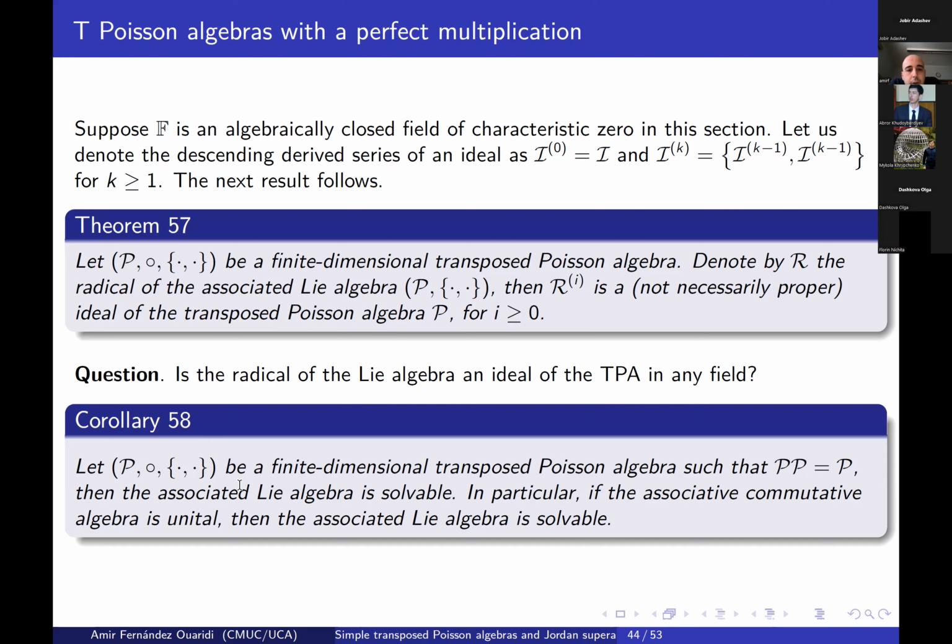If we have a finite-dimensional transposed Poisson algebra with perfect associative commutative multiplication, then the associated Lie algebra must be solvable. This is a consequence of the theorem above. In particular, if the associative commutative algebra is unital, then the associated Lie algebra is solvable. Okay.